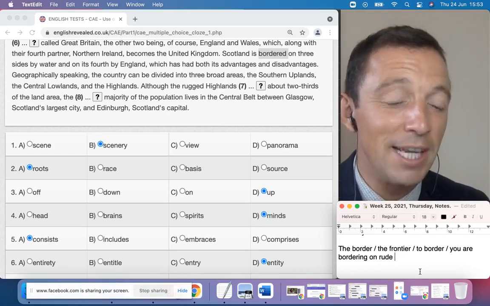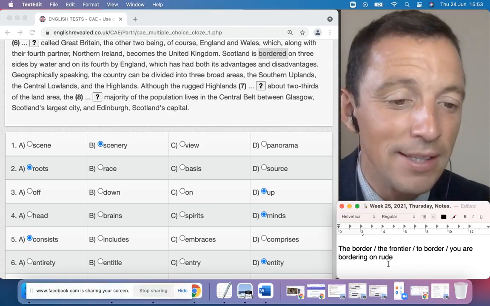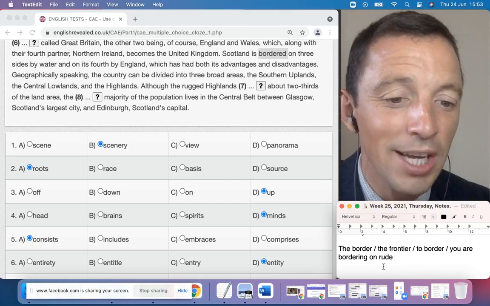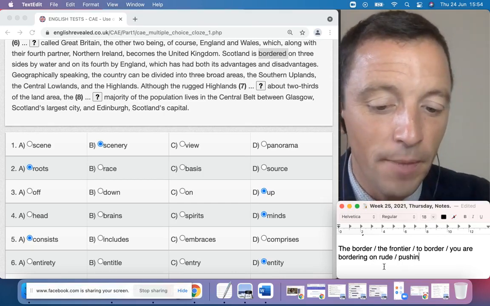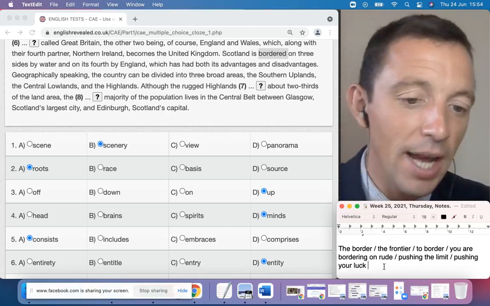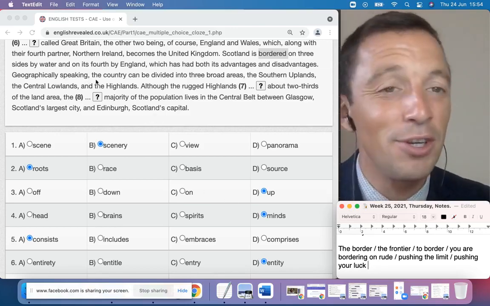So the significance means you are almost being very, very maleducado, rude, impolite. So you are bordering on rude. So your behavior is at the limit. Okay, you're pushing the limit, you're pushing your luck, and you are bordering on rude. Okay, so that's a very good expression.